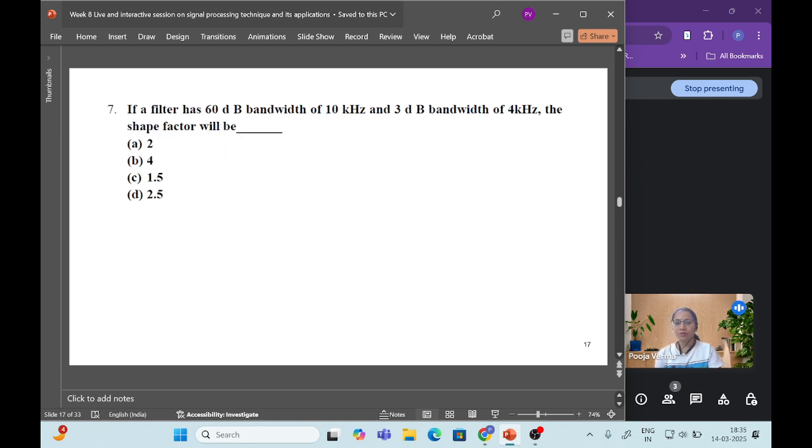Okay, now moving to the next question. If a filter has a 60 dB bandwidth of 10 kilohertz and a 3 dB bandwidth of 4 kilohertz, the shape factor will be? What will be the shape factor and how can we determine this?